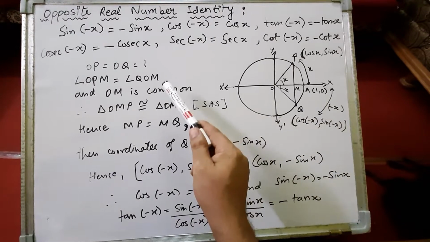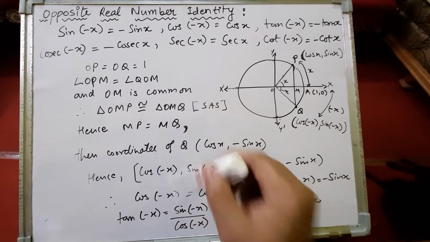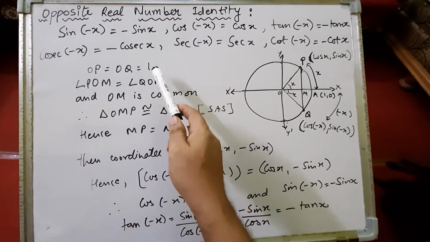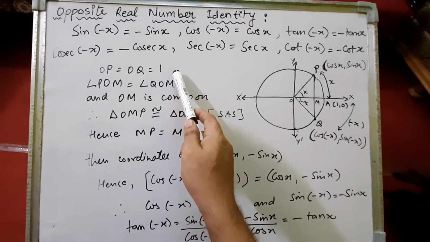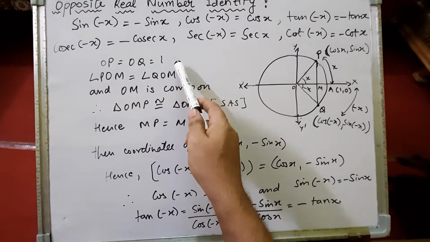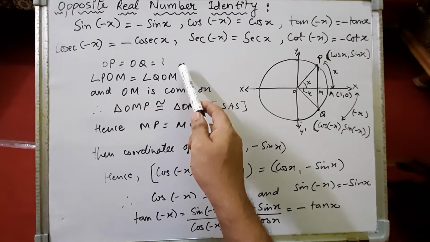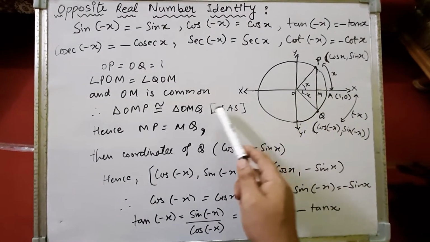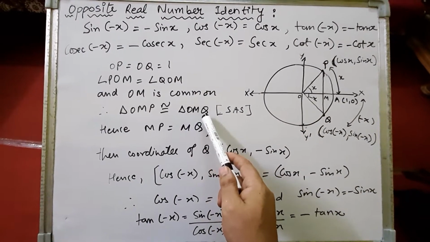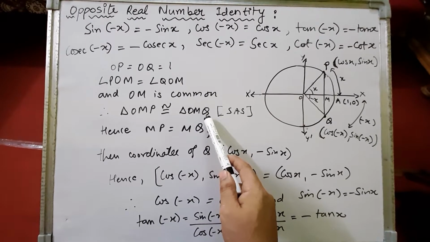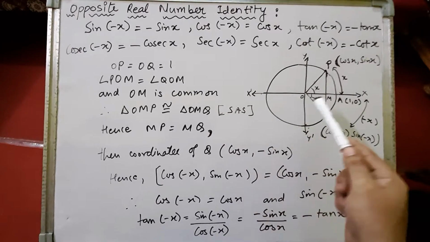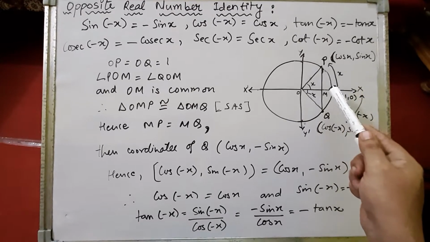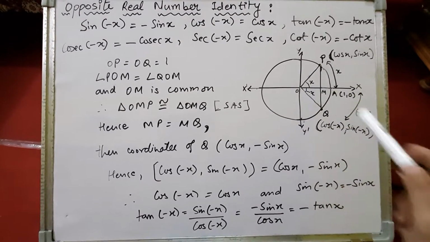Now you can see that in the triangles OMP and OMQ, the two angles POM and MOQ are equal. Right? OP and OQ are equal to 1 because they are radii of the unit circle. So they are equal, both equal to 1, and the side OM is common. So we can say that triangles OMP and OMQ are congruent. Now when these triangles are congruent, the third side will also be equal by CPCT. That means MP equals MQ, and this angle will equal this angle.